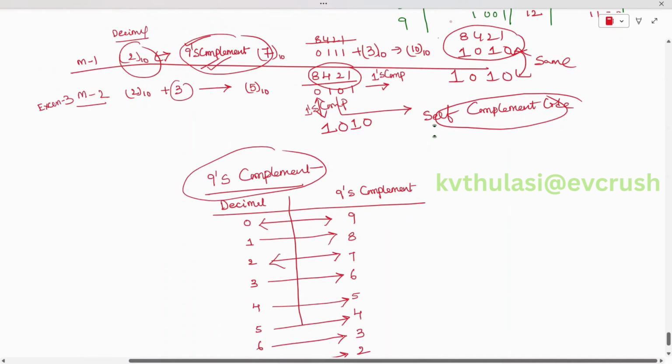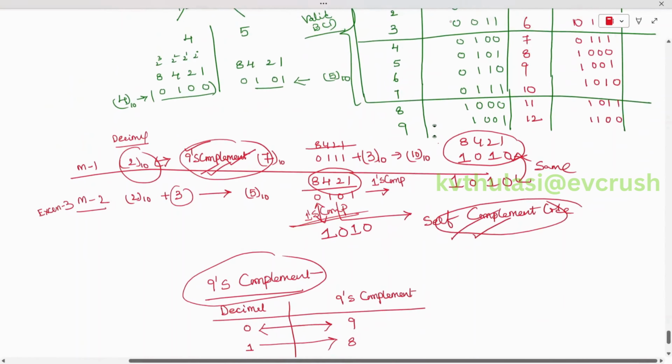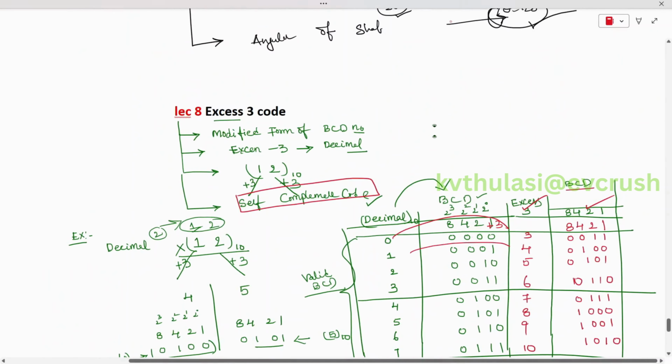So when you are performing BCD subtraction for the given number, you should perform the nine's complement and you have to add 3, then you are going to get the answer. But here, directly by adding 3 and directly by performing one's complement, directly you are getting the answer. That is the importance of this Excess-3 code.